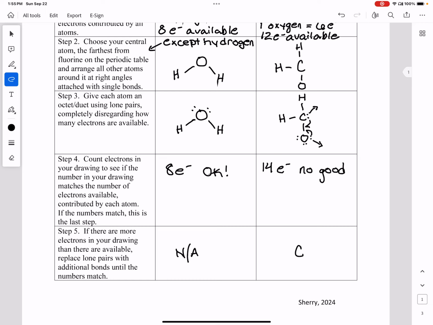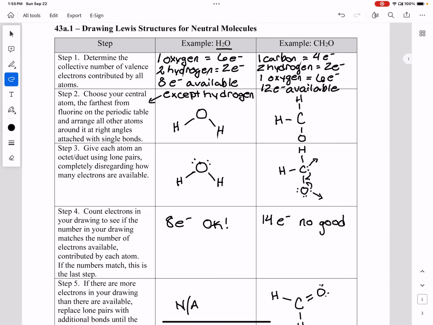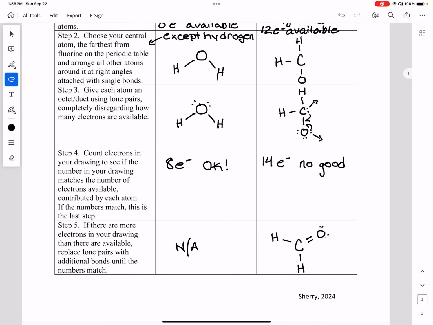Now I only have 3 things coming off of that central carbon, so I'm going to draw these as far away as possible from each other. Remember, like charges repel, and since bonds are made of electrons, they are negatively charged. They're going to push away from each other. So these are the 5 steps, sometimes 4, sometimes 5 steps, to drawing the Lewis structure of a neutral molecule.